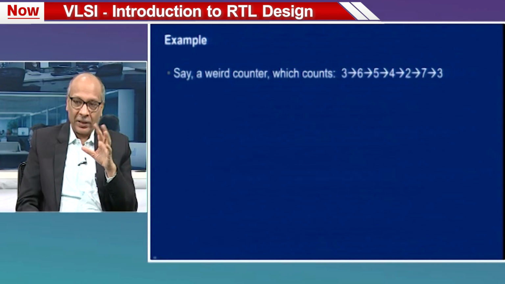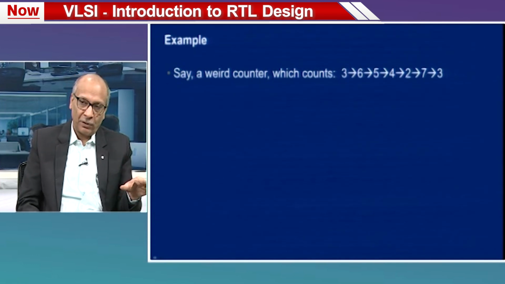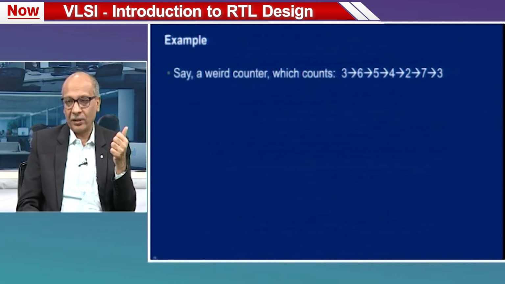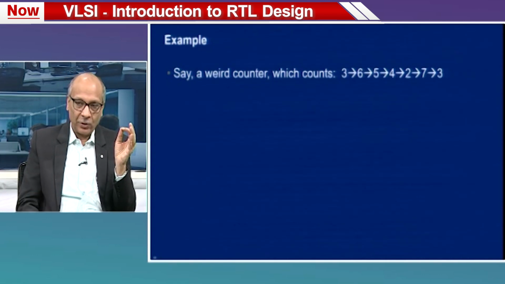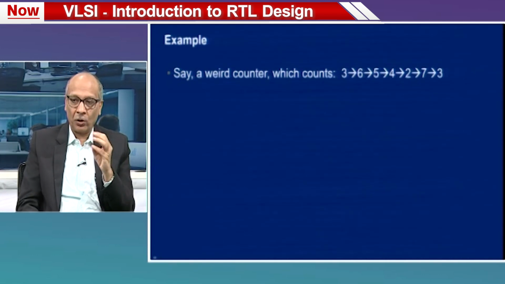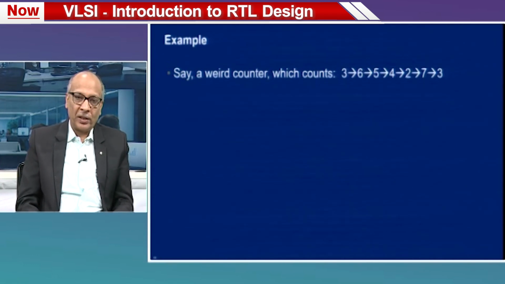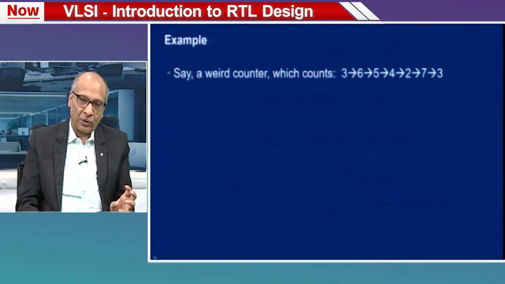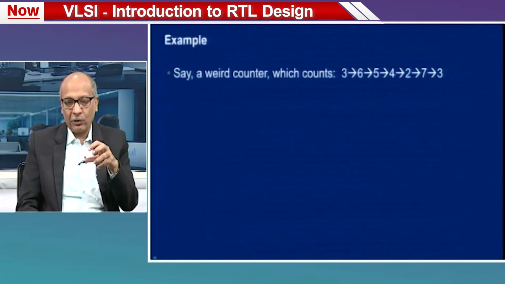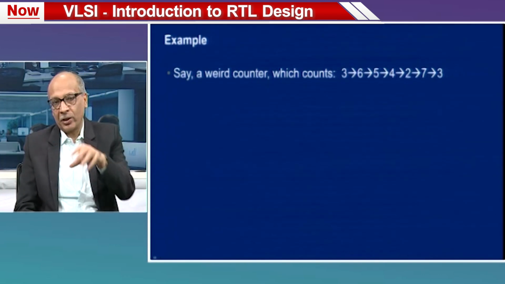So let us look at something. Let us think of a counter which counts in this sequence. It starts with 3, goes to 6, goes to 5, 4, 2, 7, 3 and so on. Let us just assume that we are talking about this counter. Now, for any of you who is familiar with digital logic, try to implement this counter through digital gates. You will be writing multiple K maps, identifying the optimized Boolean equations, and then writing the gates corresponding to those Boolean equations.